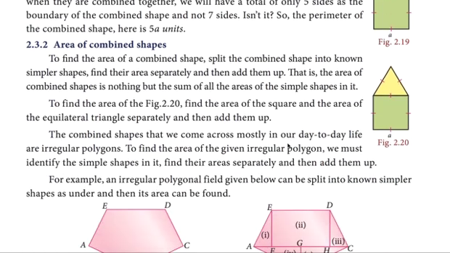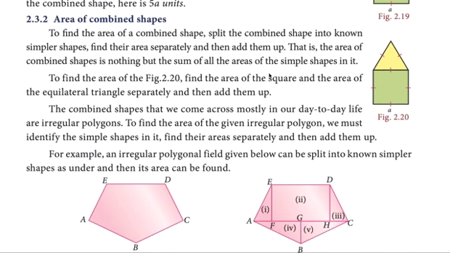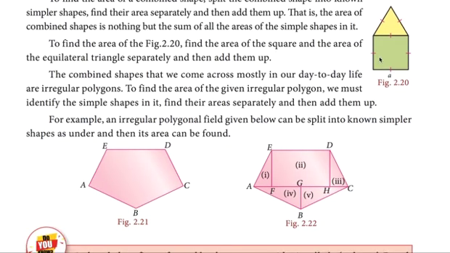Area of combined shapes. To find the area of the combined shape, split the combined shape into simpler shapes and find the area separately and add them up. Area won't go anywhere. That is, the area of a combined shape is nothing but the sum of all the areas of the simpler shapes in it. To find the area of figure 2.20, find the area of the equilateral triangle separately and the square separately and add them up.